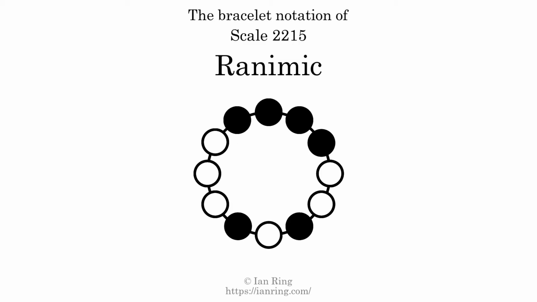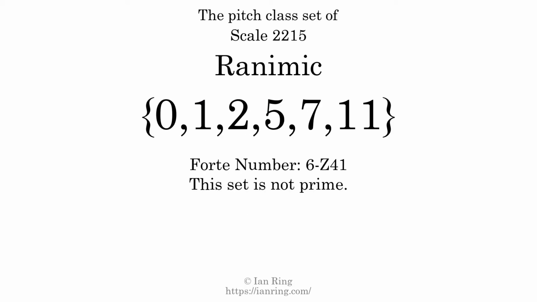This is a bracelet notation diagram of scale 2215. The shaded circles represent tones that appear in the scale, and they are read clockwise, starting at the top. The pitch class set for this scale is 0, 1, 2, 5, 7, 11. The forte class is 6Z41. This set is not prime.